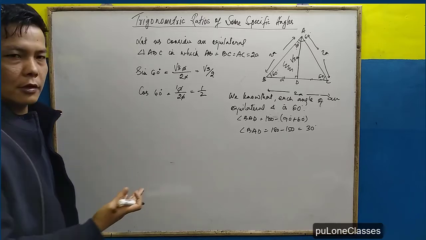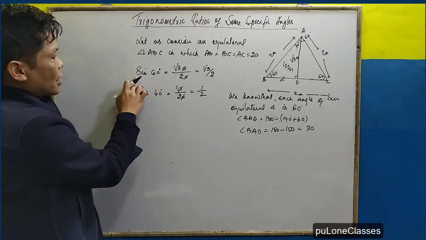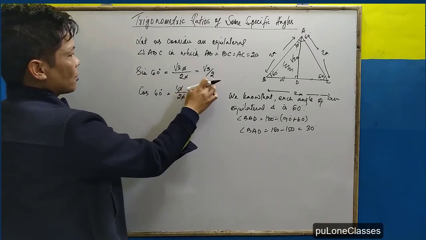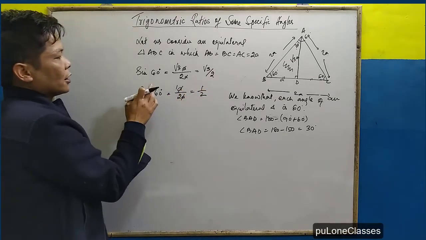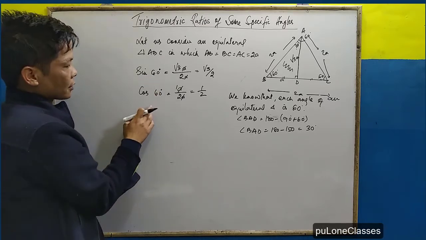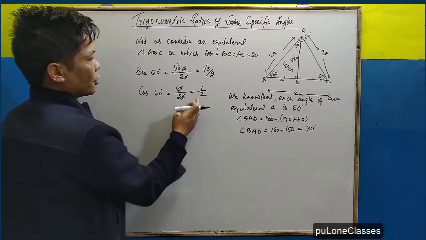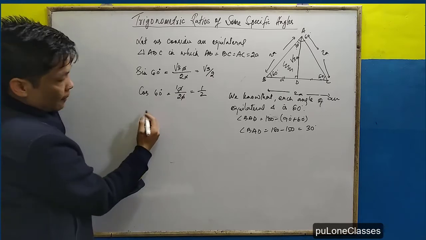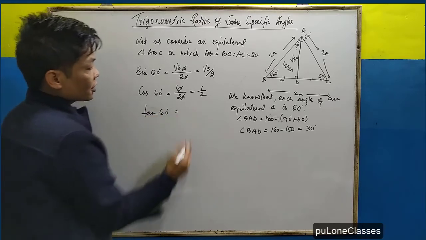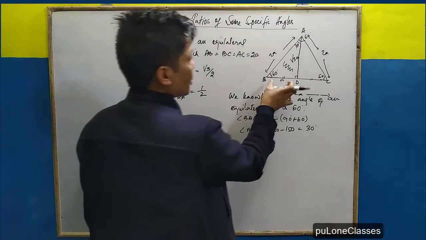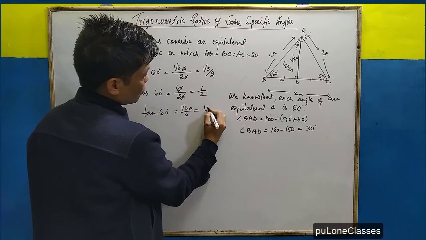Before also I have said that cos is the complement of sin. Means if sin 60 is root 3 by 2, then cos 30 will also be equal to root 3 by 2, because 30 is the complement of 60 degrees. And if cos 60 is half, then since the complement of 60 degrees is 30 degrees, sin 30 will also be equal to half. Now let us find out the value of tan 60. Tan 60 will be perpendicular upon base. Perpendicular is root 3a, base is a. Root 3a by a is root 3.